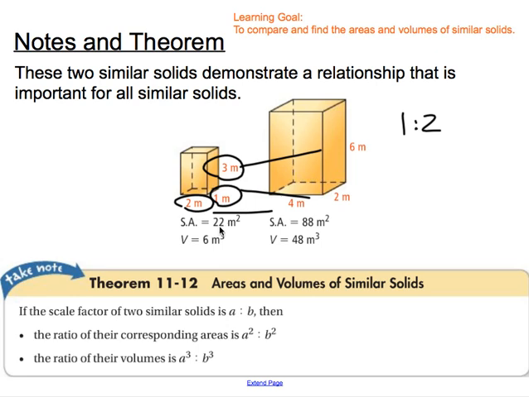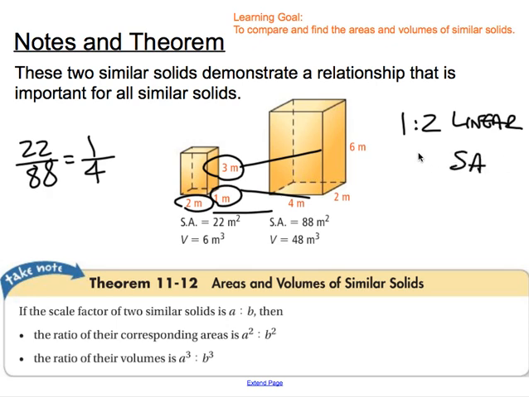If we look at their surface areas, it's 22 to 88. Both of these numbers have a factor of 22, so 22 divided by 22 is 1. And 88 divided by 22 is 4. So we can see in the linear dimension, they have a scale factor of 1 to 2. But once we go to surface area, their ratio is 1 to 4. So we can see that their corresponding areas are in ratio of 1 squared to 2 squared.